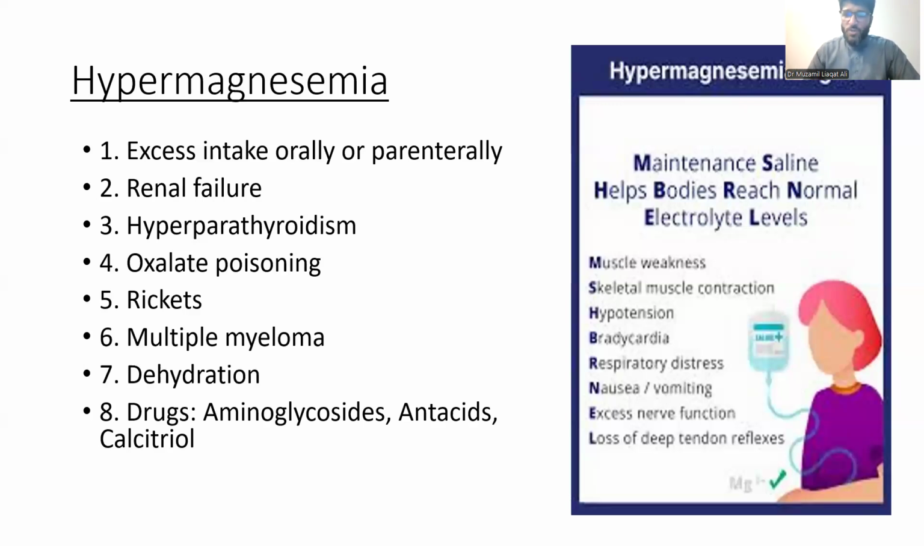As you can see on your screens, the mnemonic is MSHBRNEL: maintenance saline helps the body reach normal electrolyte levels. Muscle weakness, skeletal muscle contraction, hypotension, bradycardia, respiratory distress, vomiting or nausea, excess nerve function, and L for the loss of deep tendon reflexes.